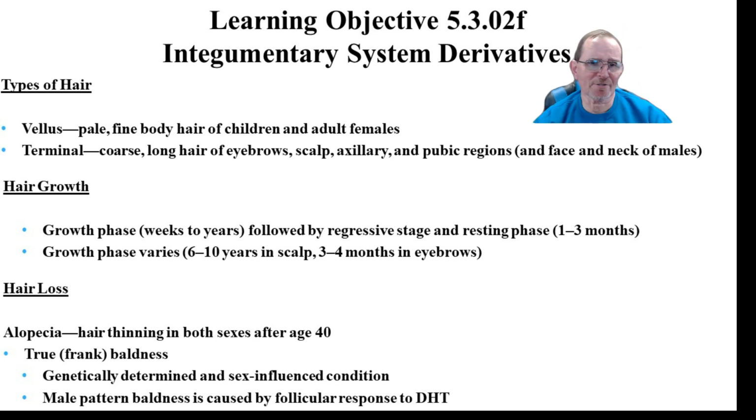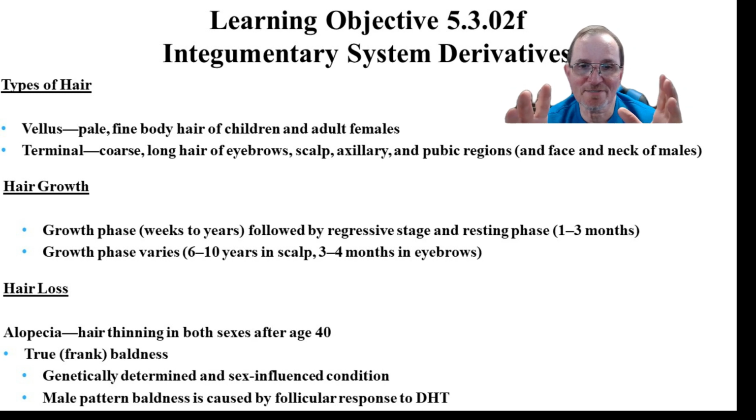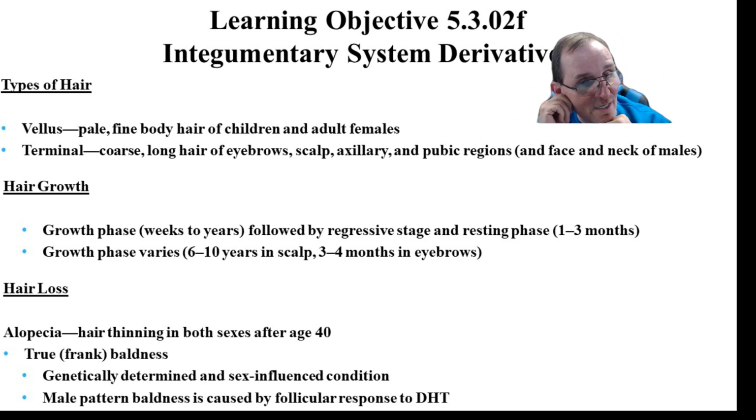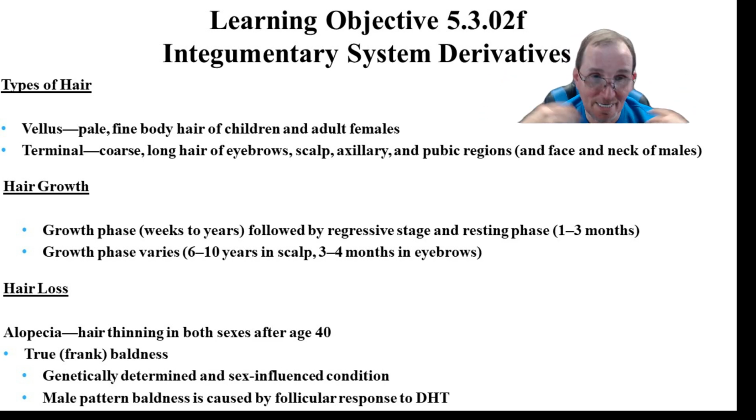Hair growth: the growth phase is weeks to years, variable obviously, and then you have a regressive stage and then a resting phase of 1 to 3 months. The growth phase is 6 to 10 years in the scalp, 3 to 4 months in the eyebrows. It'll grow, and then it'll regress, and then just go into a dormant state, and then the cycle continues onward.